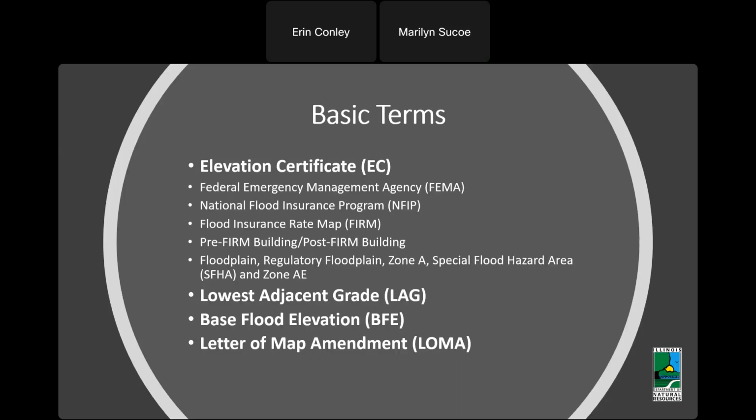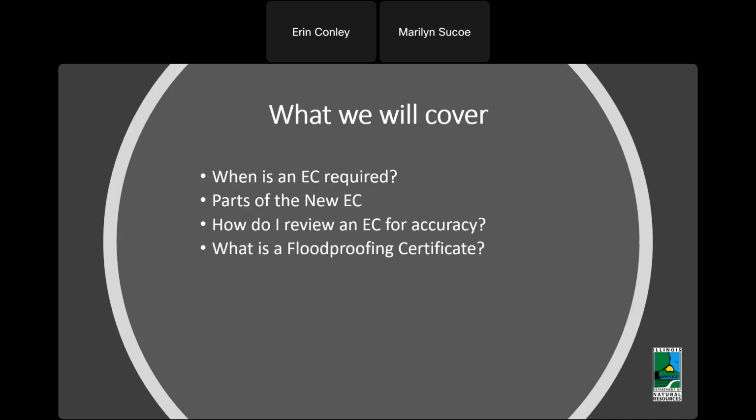Basic terms for the elevation certificate: I've just mainly highlighted the major ones that everyone should know when completing an elevation certificate. And that is lowest adjacent grade, base flood elevation, and letter of map amendment or LOMA. I will use LAG, BFE, and LOMA consistently, as well as EC, throughout this presentation. Hopefully everyone understands those terms.